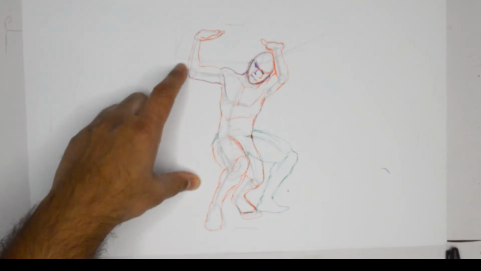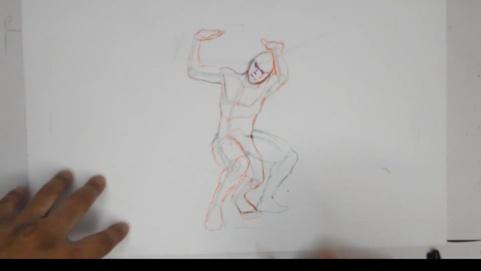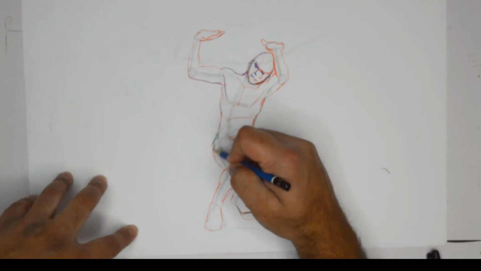We have an Atlas Holding Up the World video in which we have shown that kind of more crunching position, where the weight of the earth is on the back of the character, and that was also an exercise in actually showing that perspective of carrying the weight on the back.